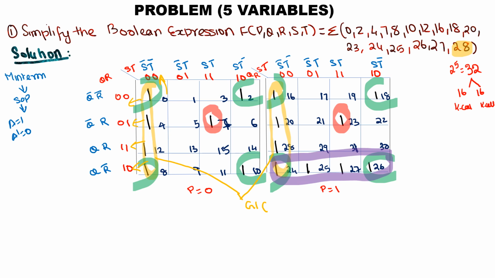So it is S complementary T complementary. But one thing has to be understood: in my block B1 my P is equal to 0, and in my block B2 my P is equal to 1. So when I look into the comparison of P, I don't see anything in common, and so I have nothing to include as the literals here.